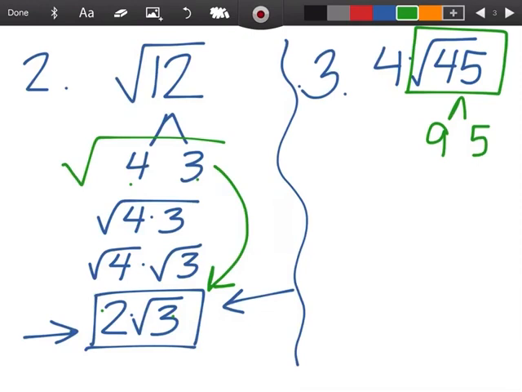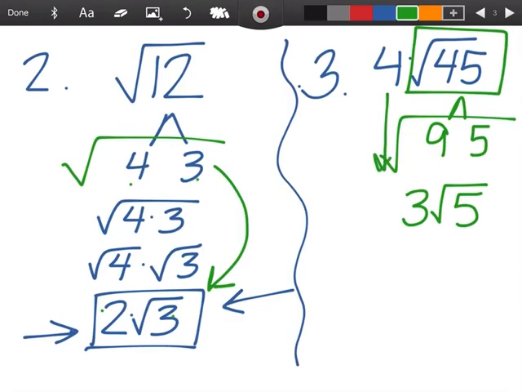And the square root of 9, so I'm still taking the square root of that. The square root of 9 is 3, and the square root of 5 is not a whole number, so it's not simplifiable. But I don't want to lose the fact that there was originally a 4 out front. So 4 times 3 is 12 root 5.